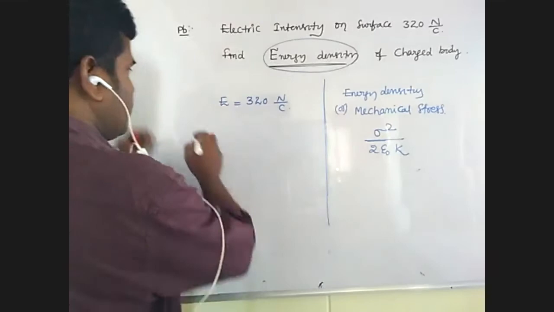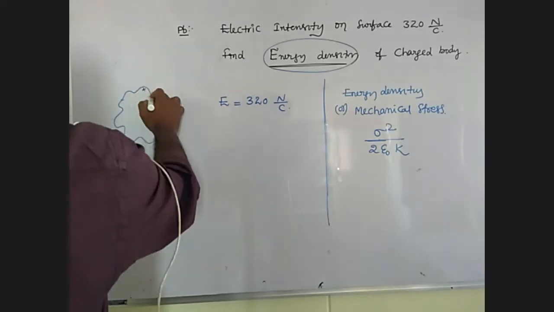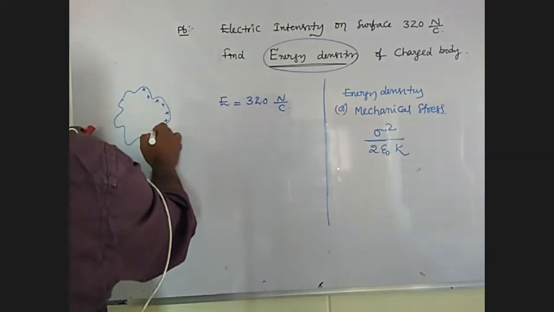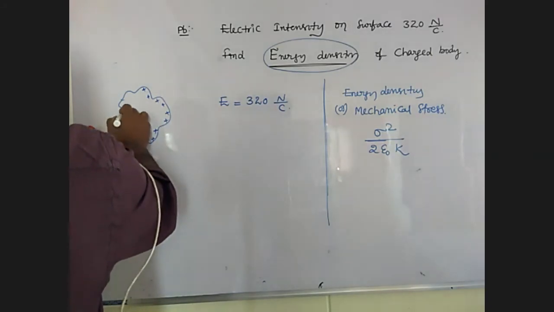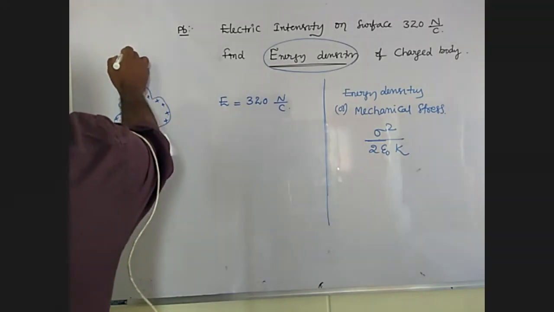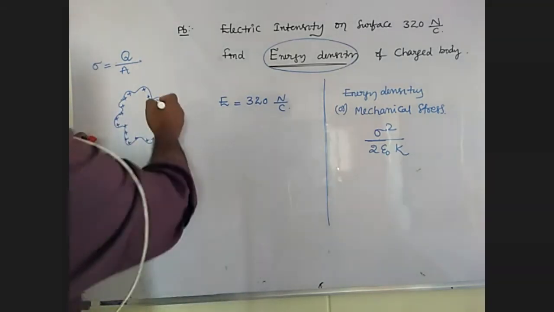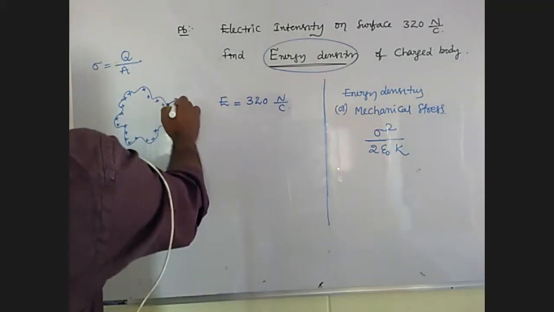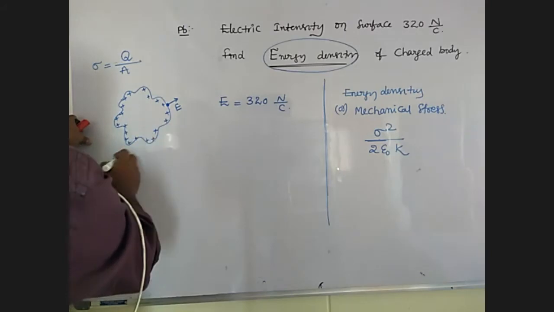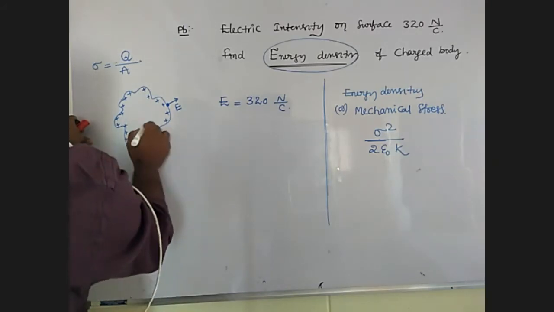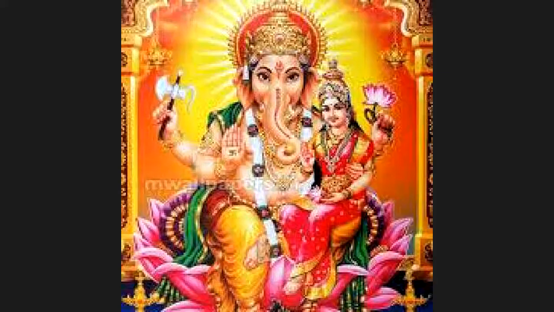You know that any non-uniform body, this is one non-uniform body. The charge accumulates on the surface. Charge per area, total charge per area, this is sigma, the charge density. But on a non-uniform surface, what is the electric intensity? E equals sigma upon 2 epsilon naught K. Otherwise, here the total charge is Q and the area of this body is A, so sigma equals Q upon A.